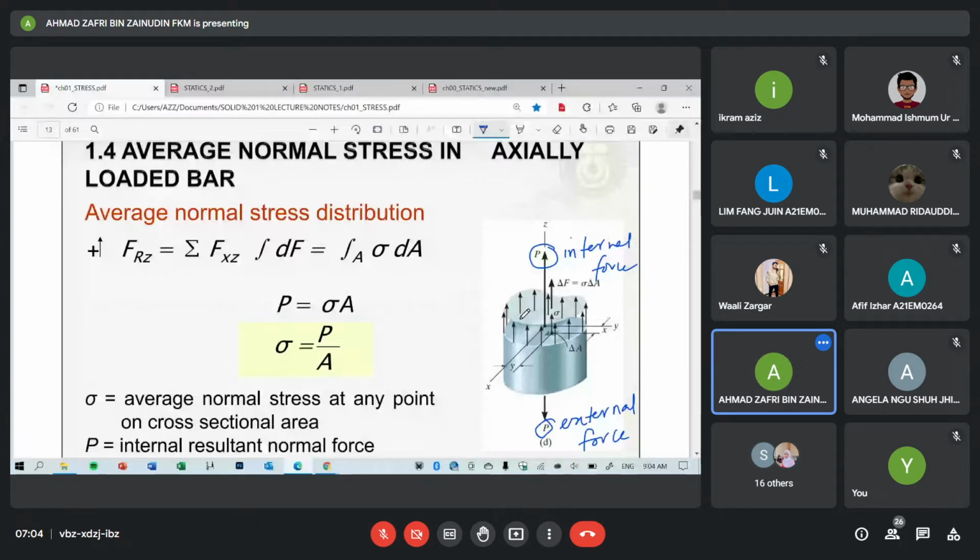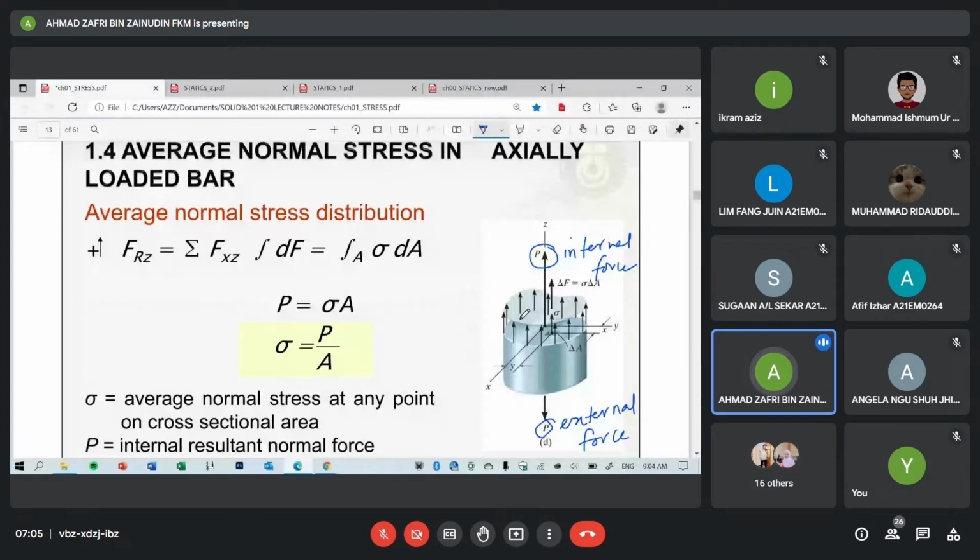So that's just a simple formula. The challenge is to find the internal force, so we need knowledge of statics here. The structure can be this, or can be this. That's the challenge, to find the internal force to input in this formula, divided by the cross-sectional area.